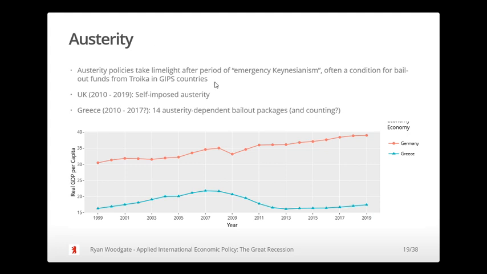In particular, we have, of course, the conditions for bailouts imposed by the Troika of the ECB, the European Commission, and the IMF, especially in Greece, Ireland, Portugal, and Spain. No more so than in Greece, where between 2007 and 2017 we have 14 bailout packages which are conditional on the Greek government ensuring that certain austerity measures are put in place.